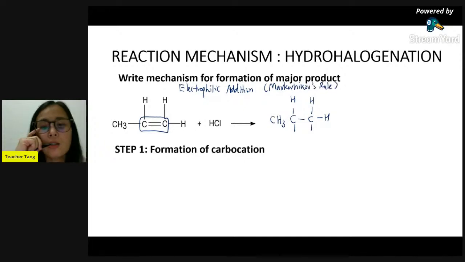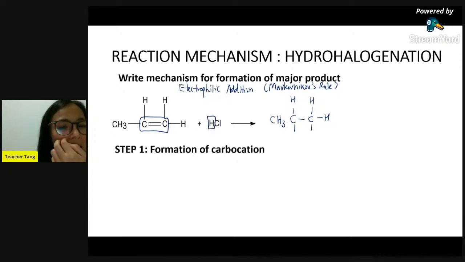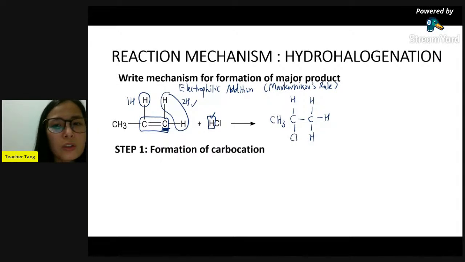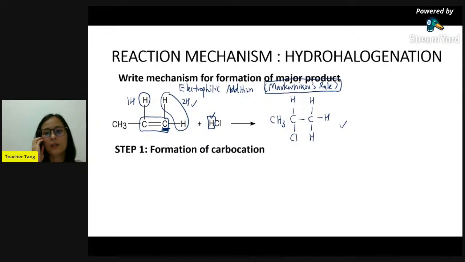So what does Markovnikov say? The hydrogen of the electrophile needs to go to the carbon that has more hydrogens. The first carbon here has 2 hydrogens, and the second carbon only has 1 hydrogen. So the hydrogen of the electrophile must go to the carbon with more hydrogens, which is the first carbon here, and the Cl will go here. This is according to Markovnikov's rule. So this is the product.